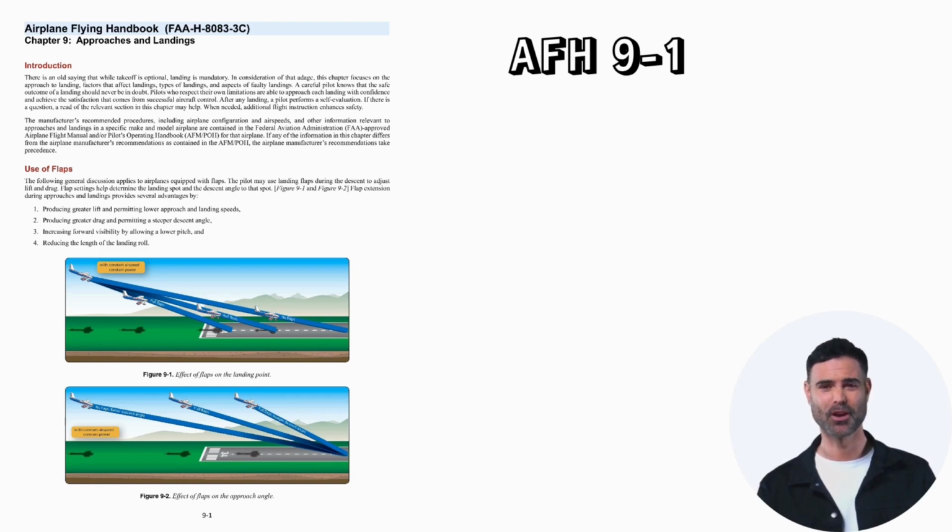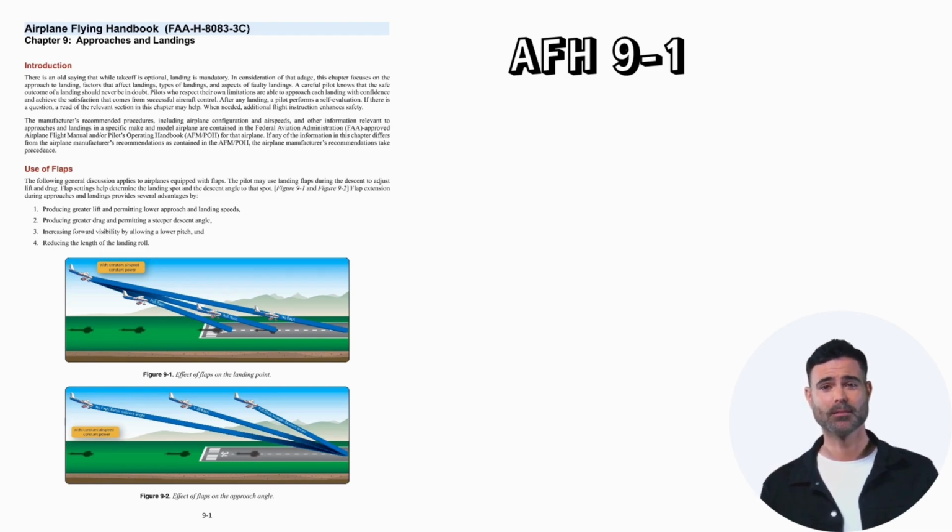The manufacturer's recommended procedures, including airplane configuration and airspeeds, and other information relevant to approaches and landings in a specific make and model airplane, are contained in the Federal Aviation Administration (FAA) Approved Airplane Flight Manual and/or Pilot's Operating Handbook (AFM/POH) for that airplane. If any of the information in this chapter differs from the airplane manufacturer's recommendations as contained in the AFM/POH, the airplane manufacturer's recommendations take precedence.